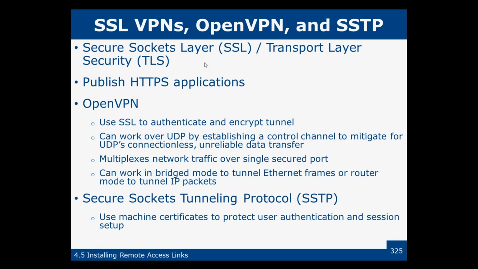OpenVPN is an open source VPN software. And when you're talking open source, typically you're going to run it on Linux, although some of those things may be ported over to Windows. Windows already has its VPN capability, so you may or may not need it. It uses SSL to authenticate and encrypt the tunnel.